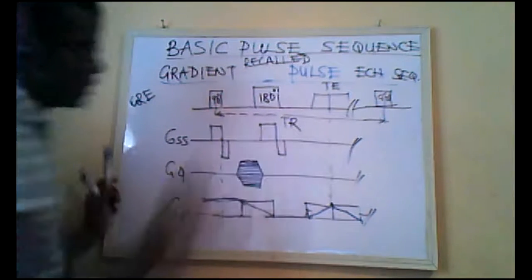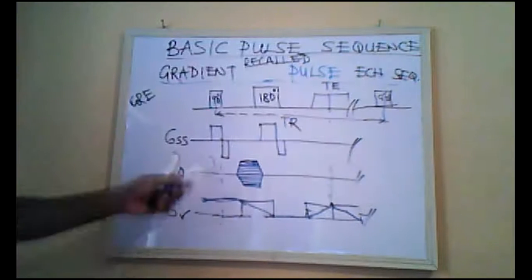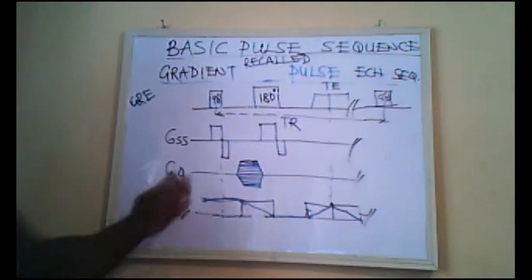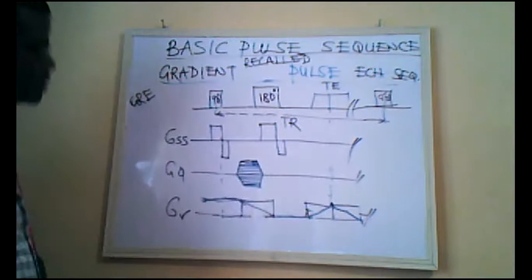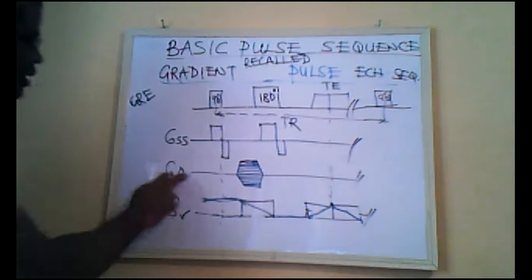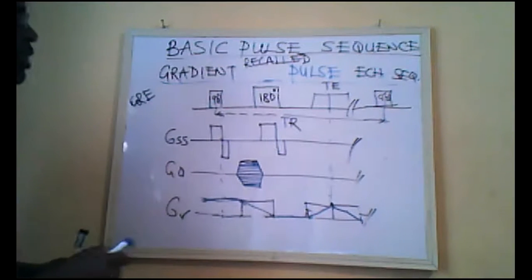So let me just leave this, because of course, when we want to do a GRE, we also fill up the k-space, which we will represent with this frequency gradient coil. Sorry, and phase gradient coil.